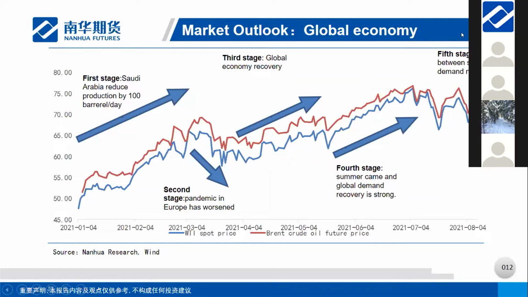And for the last stage, the fifth stage, from July until now, the gap between global crude oil supply and demand narrows. The price of crude oil stops increasing and experiences fluctuation. Now it shows a downward trend. So here is a look back at this year.